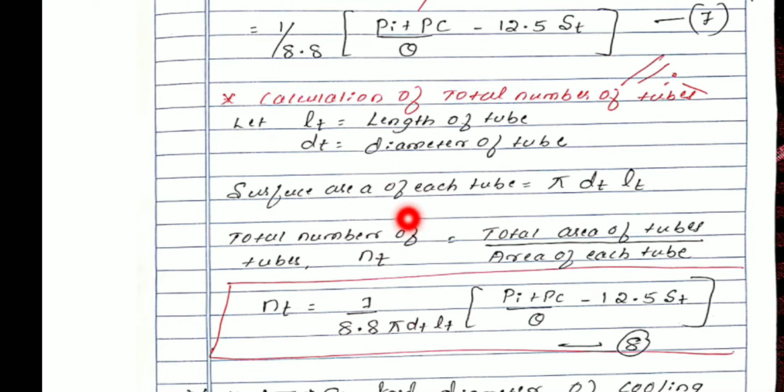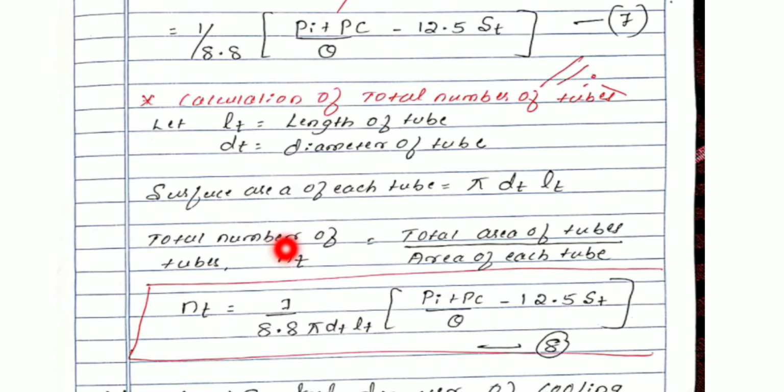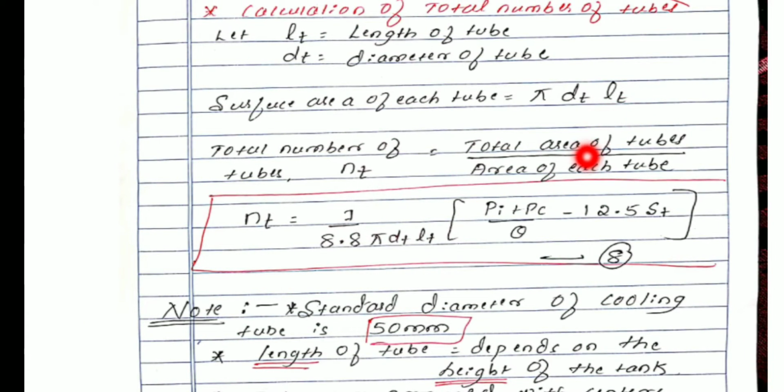Then what about the total number of tubes in a particular area? How many tubes are there? That will be represented by Nt, N for number and small t for tubes. Getting my point? This will be equal to the ratio of the total area of the tubes to the area of each tube. Dividing by the area of one tube, we can come to know how many tubes are there in that particular tank. So Nt is the total area of the tubes divided by the area of each tube.